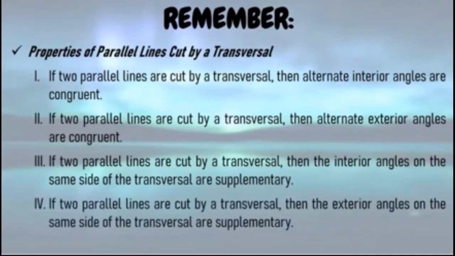Remember, properties of parallel lines cut by a transversal. First, if two parallel lines are cut by a transversal, then alternate interior angles are congruent. Second, if two parallel lines are cut by a transversal, then alternate exterior angles are congruent. If two parallel lines are cut by a transversal, then the interior angles on the same side of a transversal are supplementary. And if two parallel lines are cut by a transversal, then the exterior angles on the same side of the transversal are supplementary.